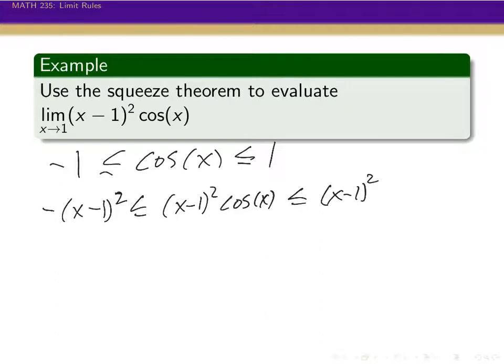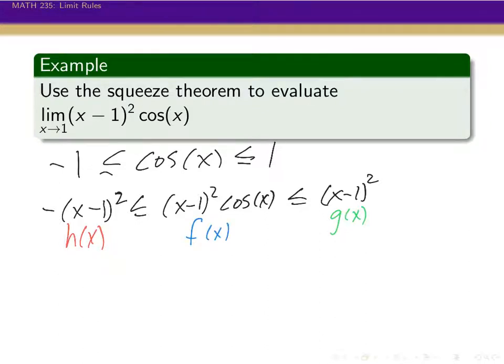Okay, so now we have our inequality: minus (x minus 1) squared is less than or equal to (x minus 1) squared times cosine x, which is less than or equal to (x minus 1) squared. And so this gives us exactly what we want to be able to use the squeeze theorem. The (x minus 1) squared on the right is our g of x. The minus (x minus 1) squared on the left is our h of x. And then our function that we care about is the f of x caught in between.